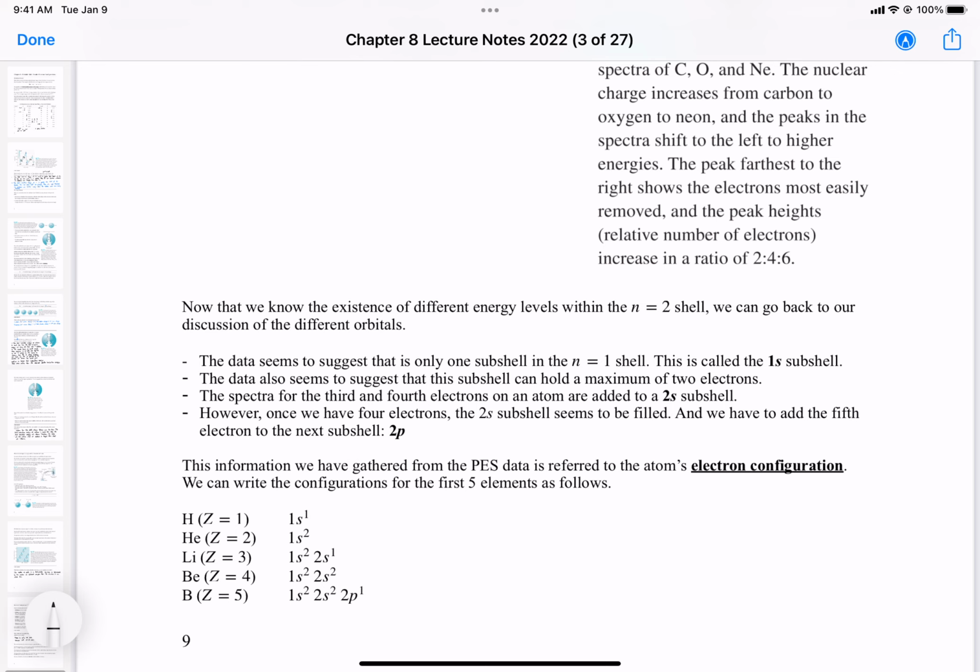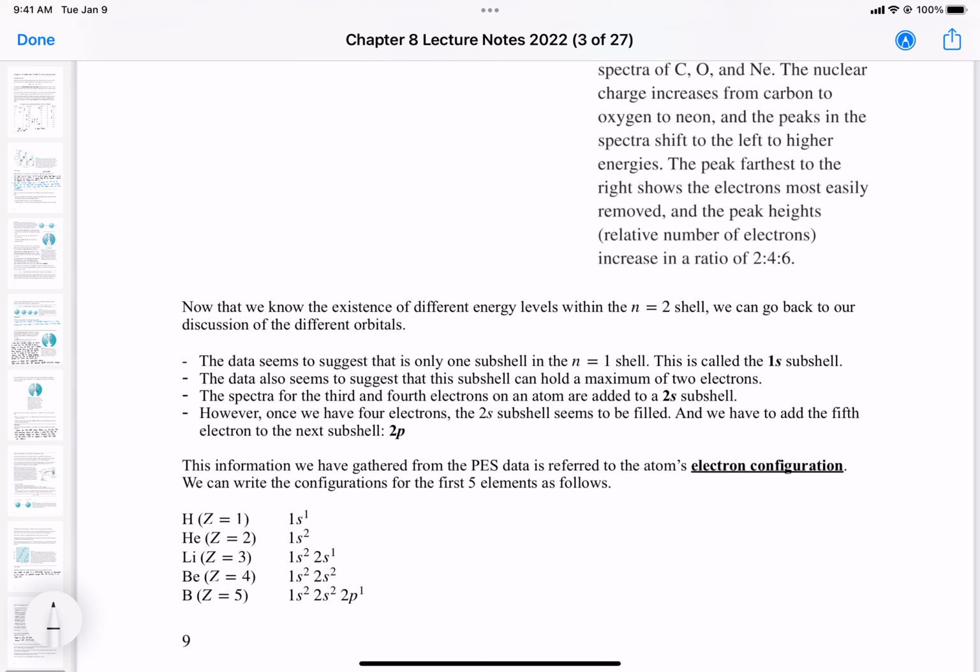That makes sense, because as we'll see, only 2 electrons can occupy an orbital, because orbitals are what we call spin paired. So there can only be 2 electrons with opposite spins occupying an orbital at any given time. The spectra for the third and fourth electrons on the atom are added to a 2s subshell. However, once we have 4 electrons, that subshell is filled, and we have to add the 5th electron to the 2p orbital.